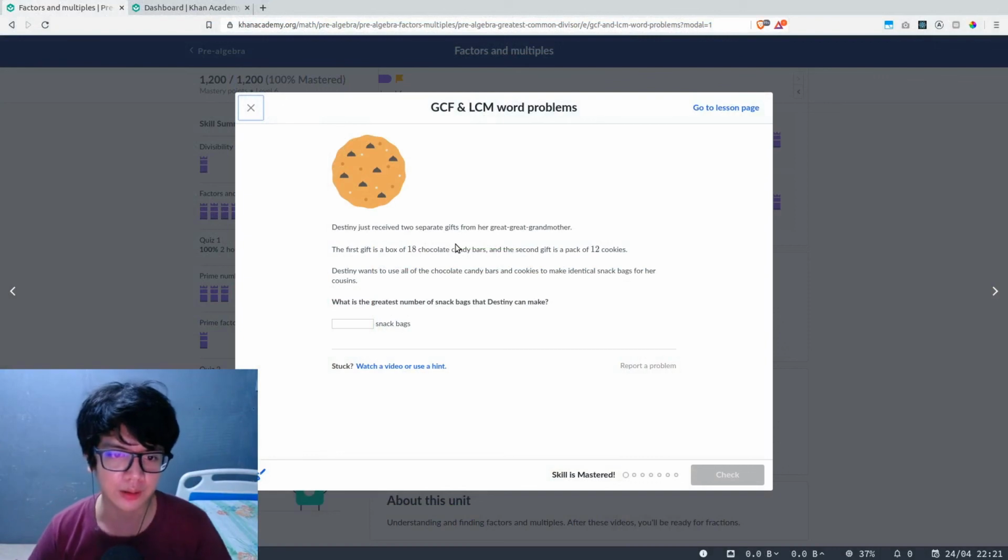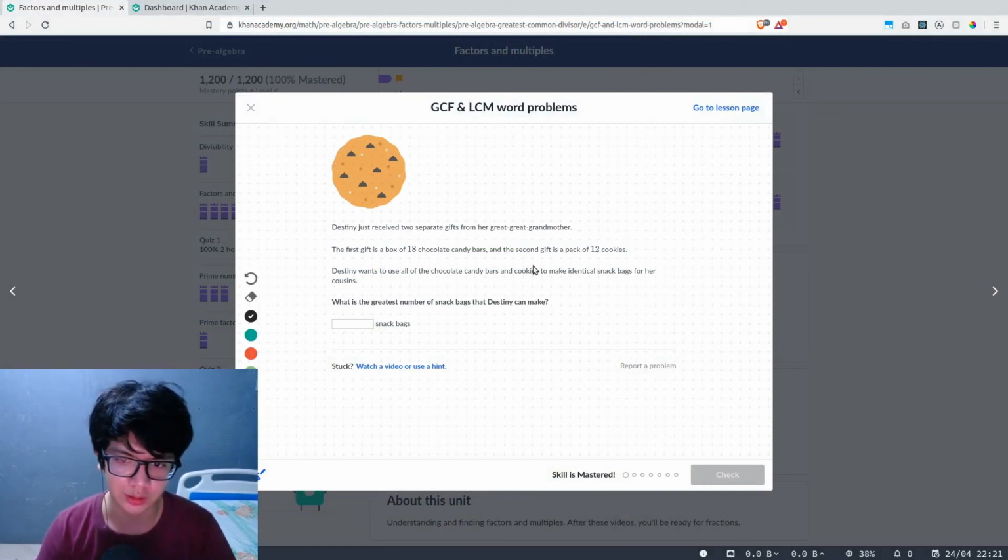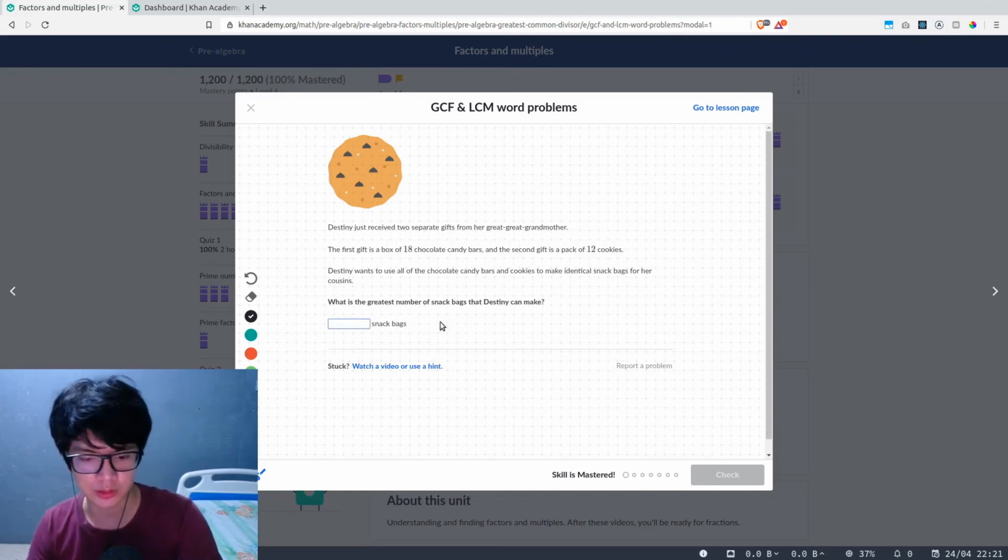The first gift is a box of 18 chocolates, and the second gift is a pack of 12 cookies. Destiny wants to use all of them to make identical snack packs for her cousins. It's going to be 6.